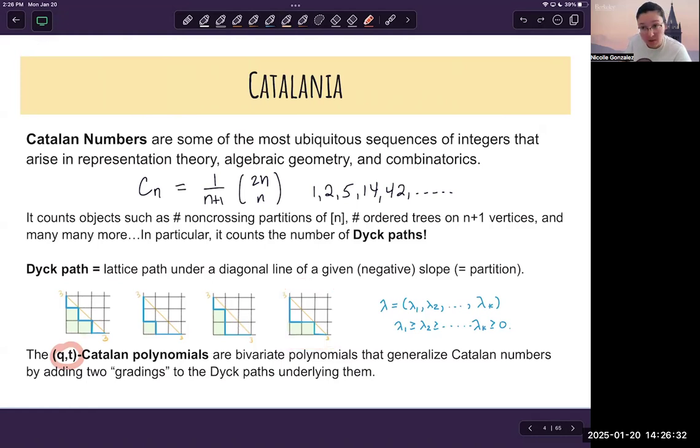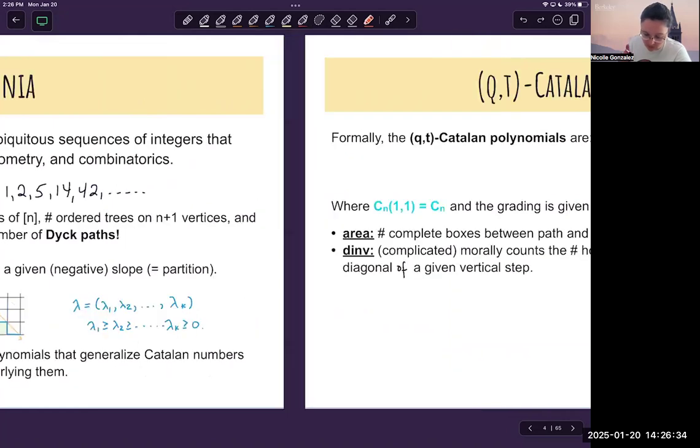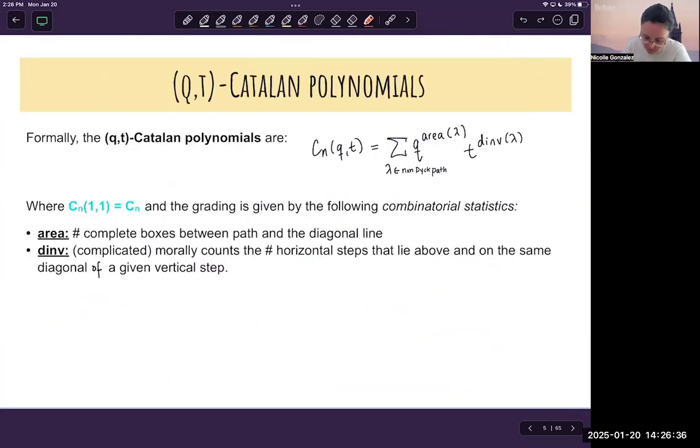The way we do this is as follows. So formally, the formula for these qt Catalan polynomials is what we see here, right? It's going to be a polynomial in variables q and t. We have q to some exponent, t to some exponent. I'll talk about that in a second.